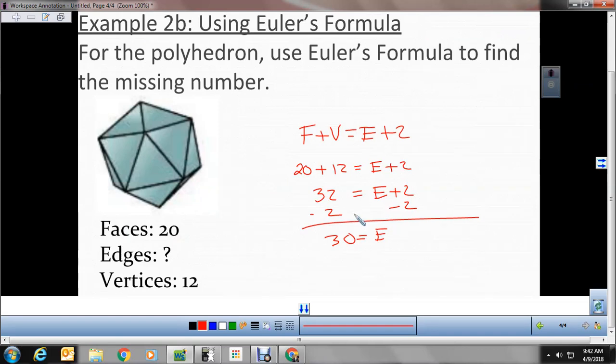So if you notice here, we've got the same numbers we ended up using last time. We have 20 faces, we have 12 vertices, edges plus 2, that gives us 32. Subtract the 2 and get edges is equal to 30.